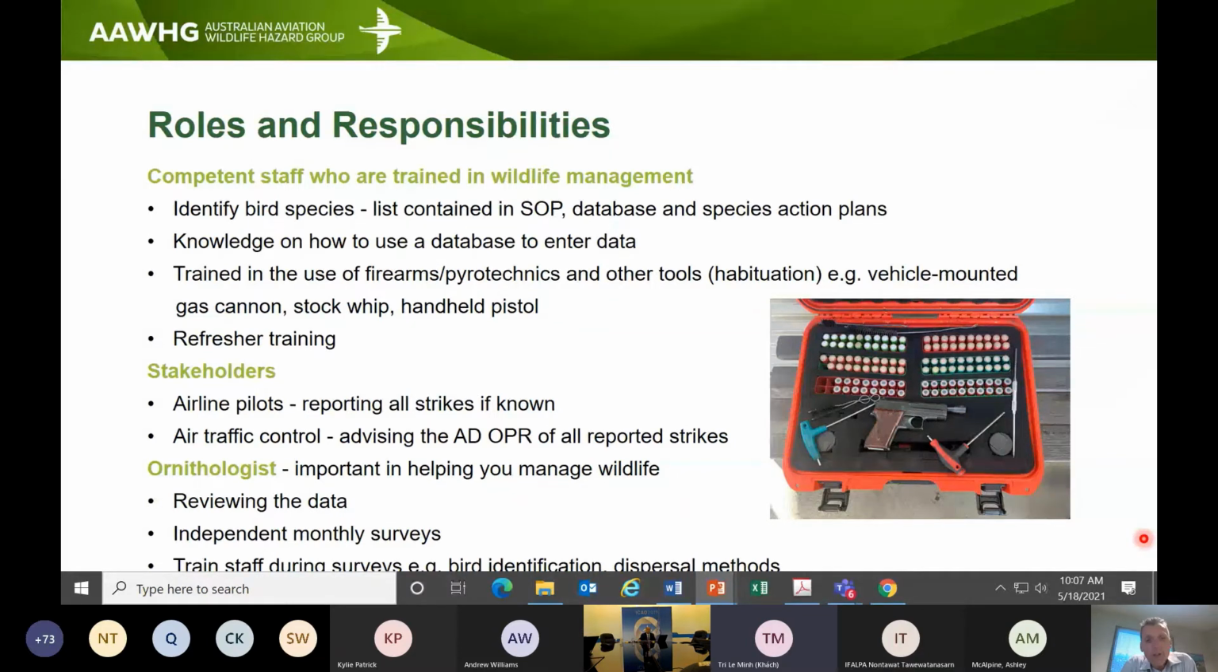And also it gives the ornithologist the opportunity to provide some on-field training to the staff. So when they come out to do their surveys, staff who are actually rostered on will also go out with the ornithologist, and it's an opportunity to gain some more insight into how to manage wildlife on the aerodrome. Next slide, please.